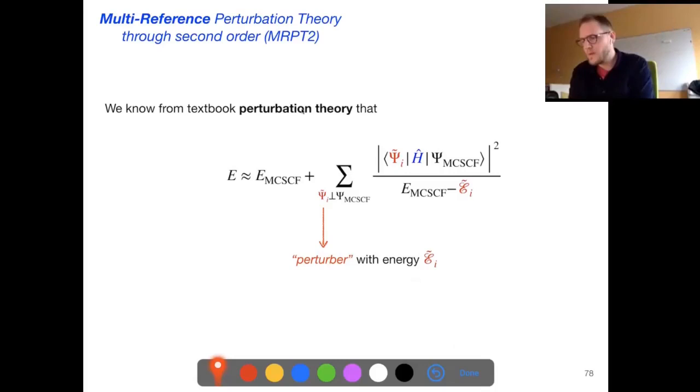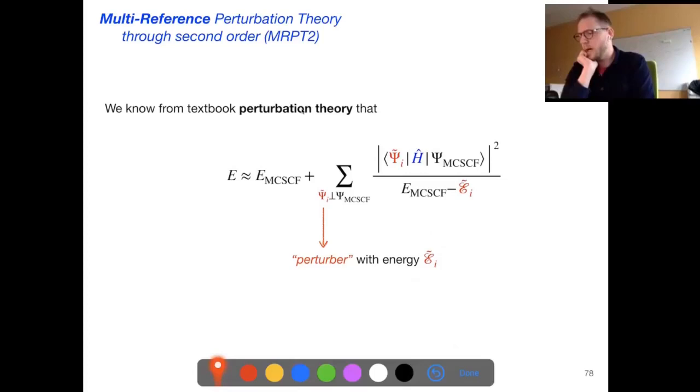And now there is a summation over all these so-called perturbers. This language was used also in Vincent's presentation. And these perturbers, which I denote here psi I tilde, so I is an index, okay? These are like the beta states in Vincent's talk. They have some energy that I just denote now E I tilde.